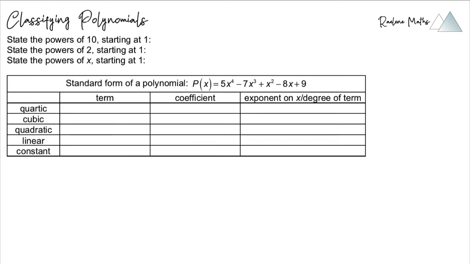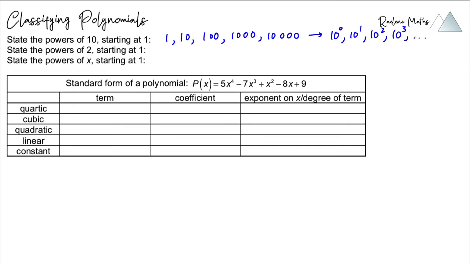To classify a polynomial, we're going to start with some number sequences. We're going to state the powers of 10 starting at 1. So if we start at 1, we multiply by 10, we multiply by 10, we multiply by 10, and so on we go. We can write this in a more compact notation using exponents, which would be 10 to the exponent 0, 10 to the exponent 1, 10 to the exponent 2, 10 to the exponent 3, and so on.